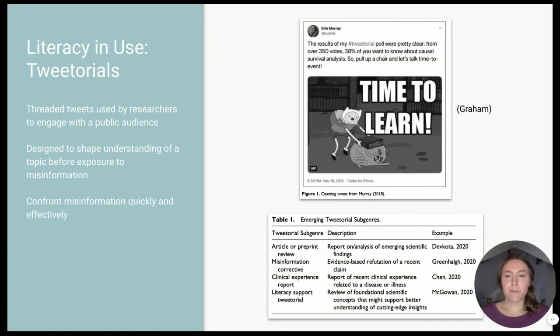Some experts have utilized social networking sites to combat misinformation head-on. One such example is the use of tutorials. A tutorial has been characterized by a collection of threaded tweets that have an educational purpose to engage with an audience. Tutorials have been effective for confronting misinformation because of their ability to respond quickly and accurately, preventing the spread much faster than more traditional methods.